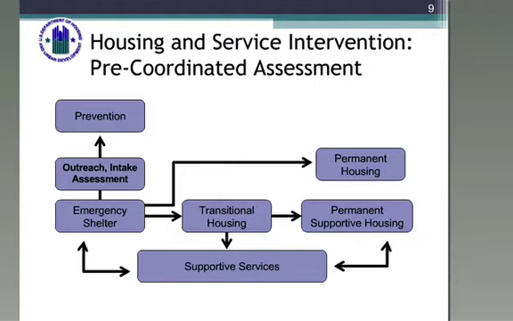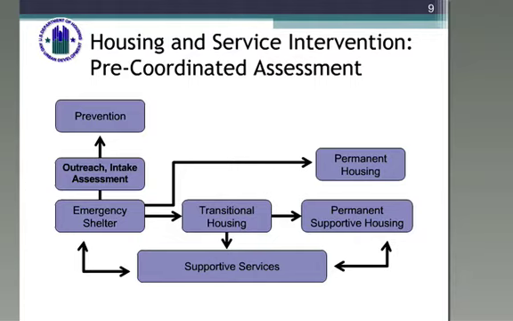Homeless systems may look very different from community to community, but all have the same fundamental parts to address community homelessness: prevention, outreach, emergency shelter, transitional housing, permanent housing, which includes permanent supportive housing and rapid rehousing, and supportive services. We'll talk about each of these components in more detail on the next few slides. But first, let's talk about coordinated assessment.